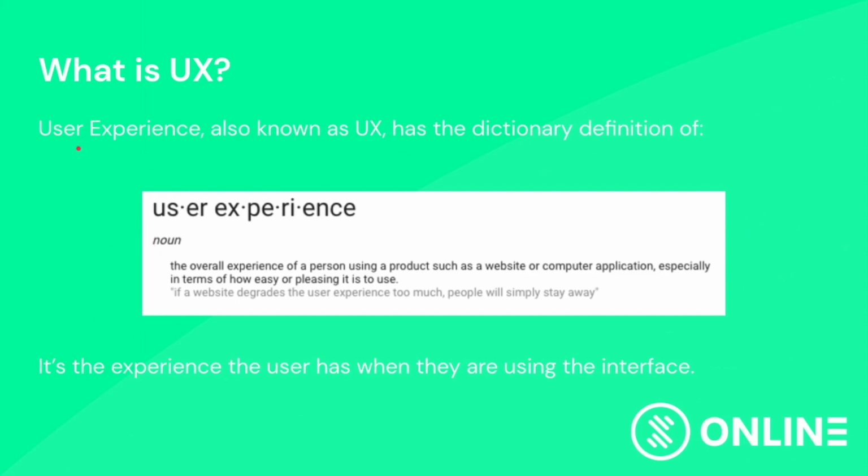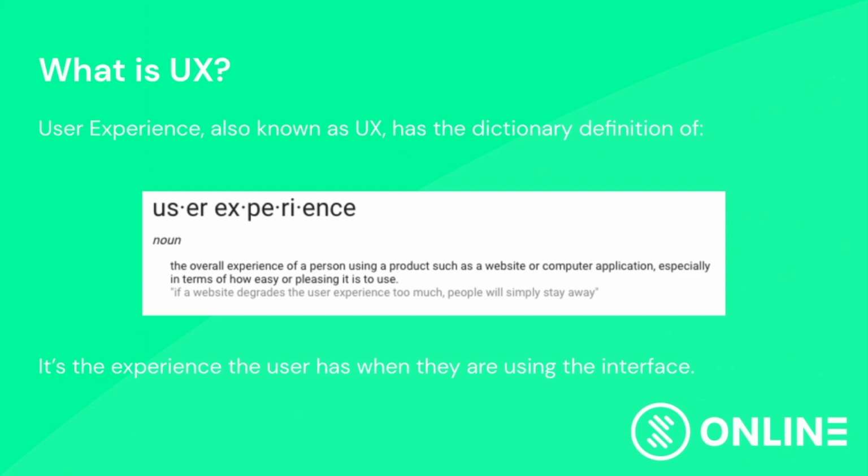But what is UX? UI has its best friend, also known as UX, which is user experience. The dictionary definition is the overall experience of a person using a product, such as a website or computer application, especially in terms of how easy or pleasing it is to use. So it's the experience the user has when they're using the interface.